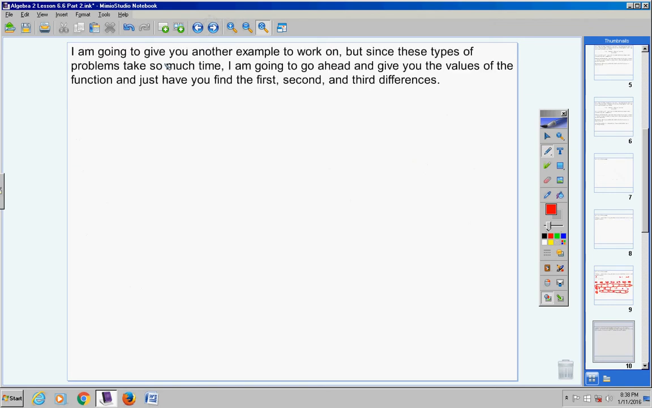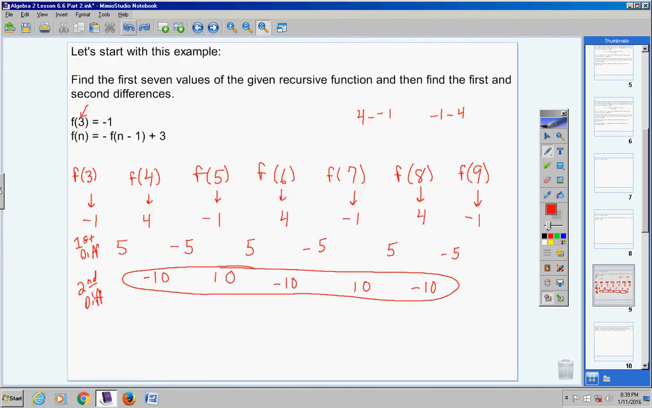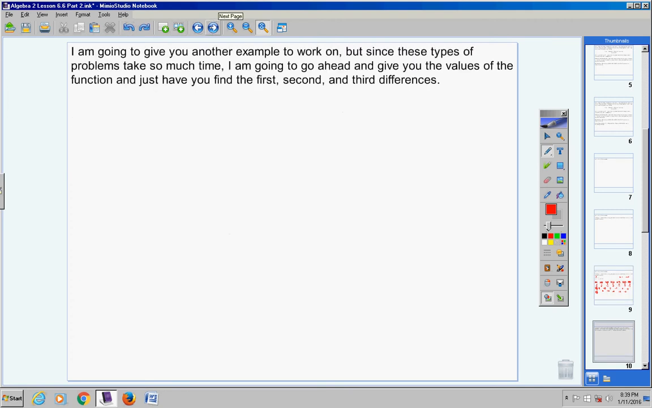I'm going to give you another example to work on because I want you to get some practice, okay? But since these types of problems take so much time, I'm going to go ahead and give you the values of the function, just to save you. I'm going to give you the values of the function and just have you find the first, second, and third differences, okay? So here we go. Let me get rid of a couple of circles here because we're going to come back to this later. Okay, here's the function. Go ahead and copy that in your notes if you would, please.